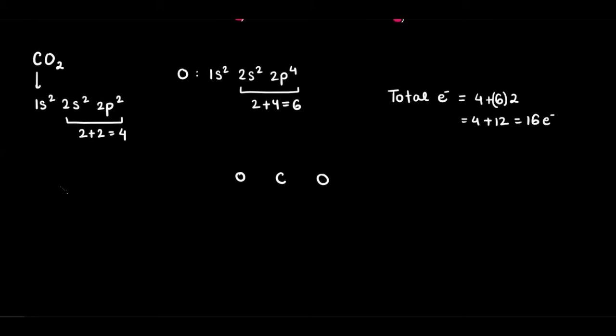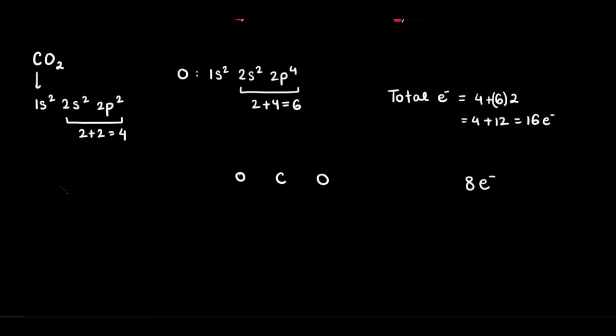So now we have to draw a total of 4 items around 1 atom. And that is because these atoms follow the octet rule. They want to attain a total of 8 electrons around them. That is an octet.